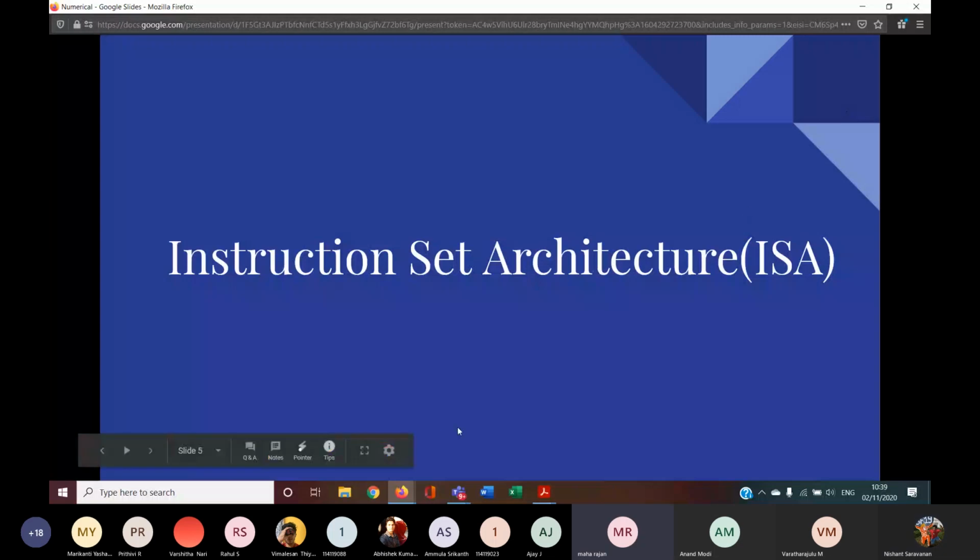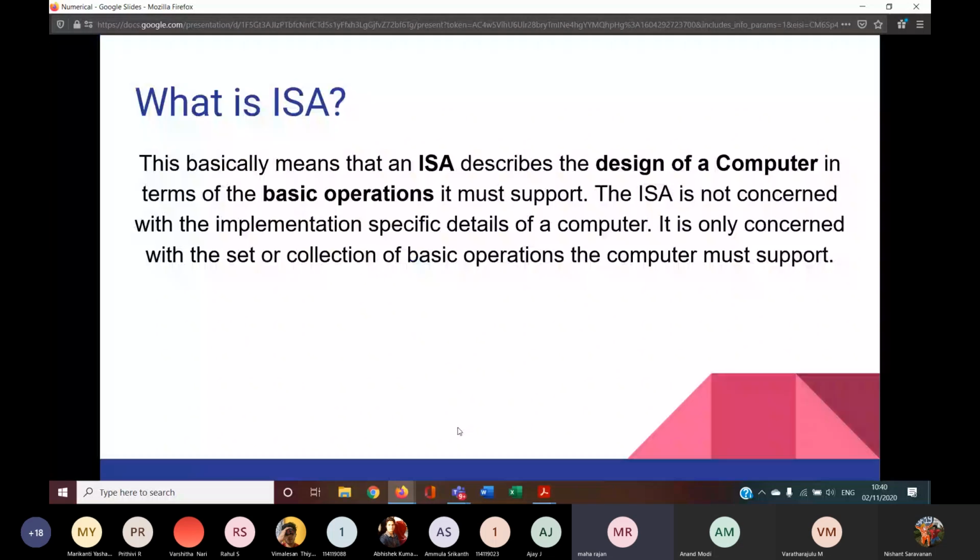Hey guys, good morning. This is Maharajan. We had a nice intro from Nishant about computer architecture. So I'm here to explain to you about the instruction set architecture. Next slide, please. First, we'll look at what instruction set architecture is. Nishant, can you move to the next slide?